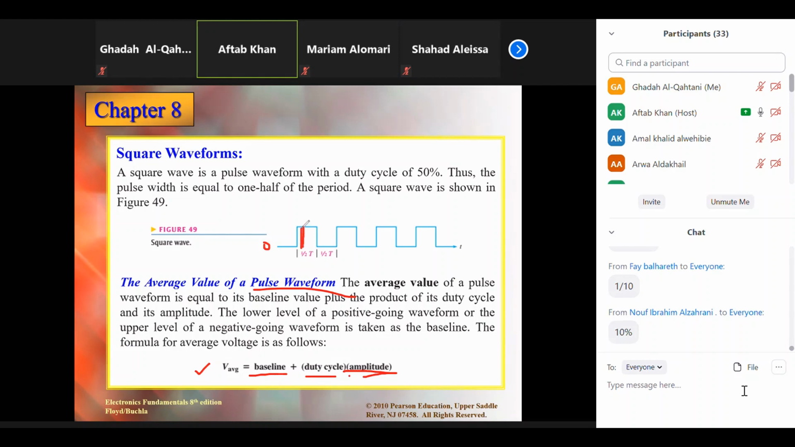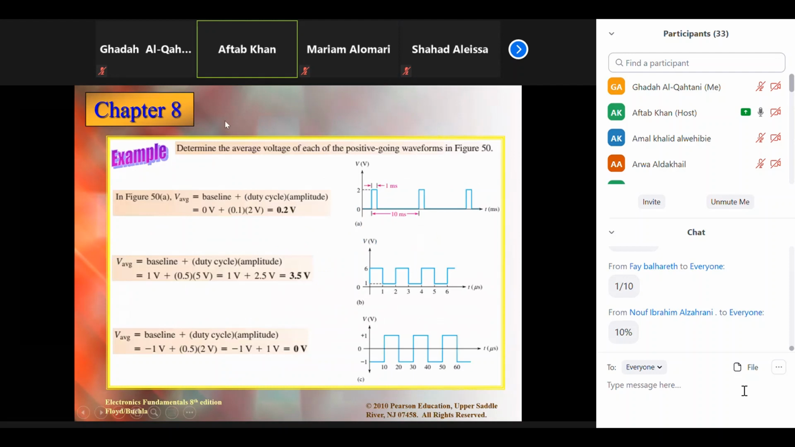By the way, this is a square wave, so it is going to be the same either here, here, or any place. It's not a sine wave. Based on the average, the question may come: determine the average of each of the positive going waveforms. You can see the average they are asking. The formula is this one.